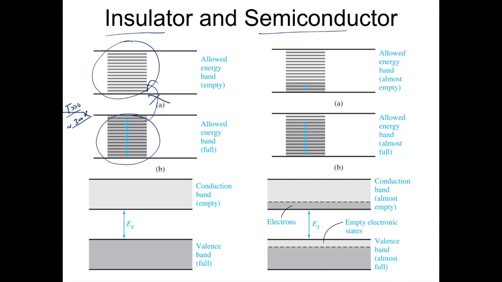Whereas if it is a semiconductor, then as you increase the temperature, a finite number of valence electrons will move to the conduction band and therefore make the material conducting. So a semiconductor in principle is an insulator. A semiconductor is actually an insulator at T equals 0 when no external field is applied.